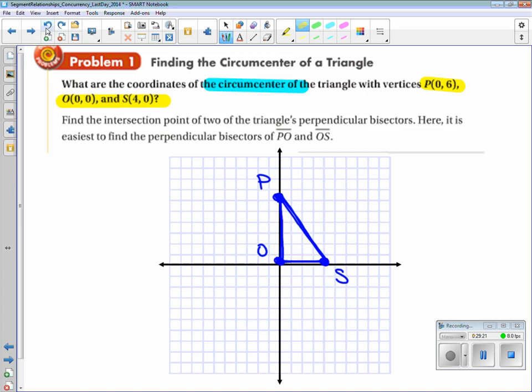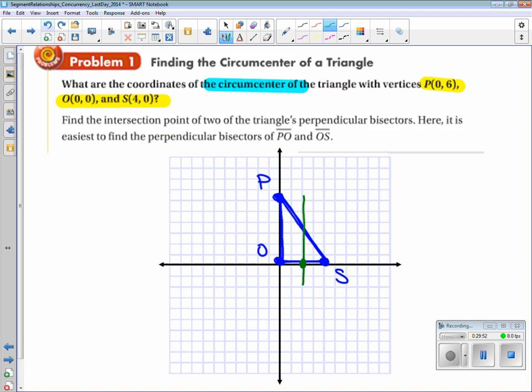So how am I going to find the perpendicular bisectors? Well, could I possibly bisect OS? I know I can just count, can't I? Where's the midpoint? (2, 0). So I know this is the midpoint. So couldn't I just draw the bisector in there? It's a vertical line, right? Draw it in. That's the perpendicular bisector of OS. Drawn it in.